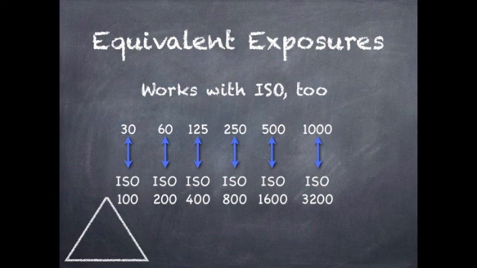So these three things, aperture, shutter speed, and ISO, are interdependent and depend on each other for the total volume of exposure happening in your photographs.